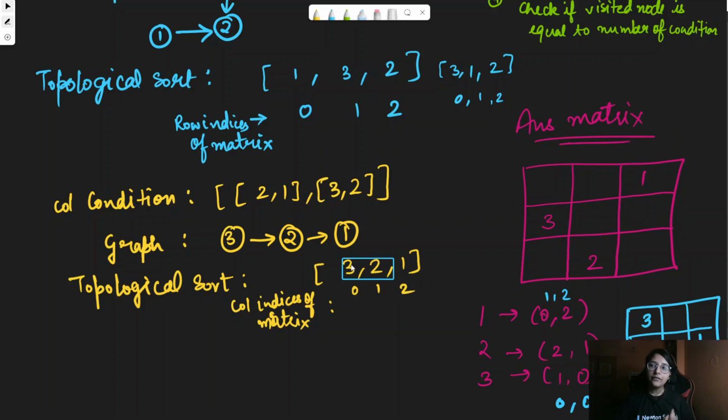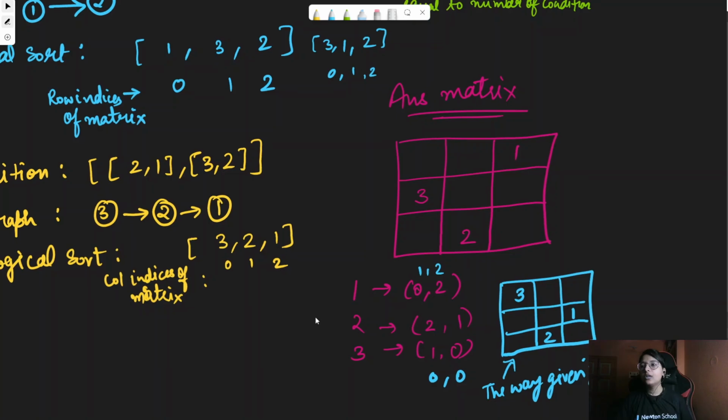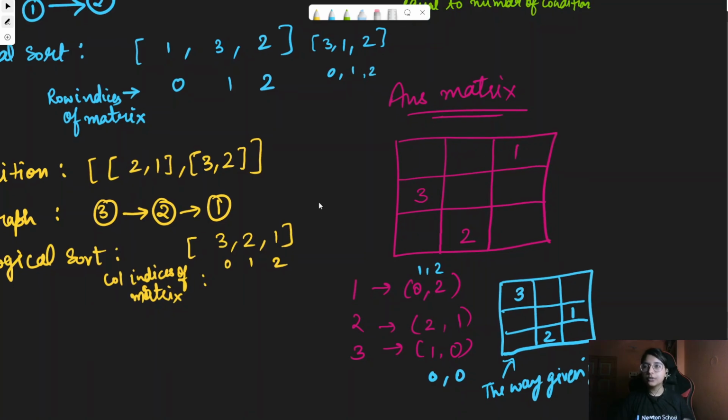So basically 3 would be posted at the column 0, 2 would be posted at the column 1, and 1 would be posted at the column 2. So that is the thing which we will be doing. So according to that only 2 types of matrix could be formed.